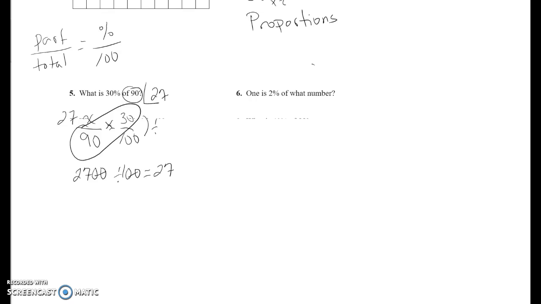Now, this is the proportional way. Hopefully, you remember from last class estimating 30% of 90. We could have done 10% of 90.